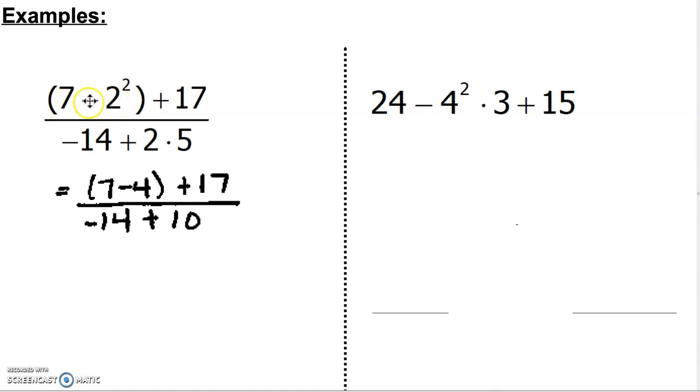Within that group, we don't see another group, so we move on to exponents. Then we are going to do the subtraction and follow the grouping on top and on bottom. Once we have simplified both the top and the bottom, then we can finally divide.